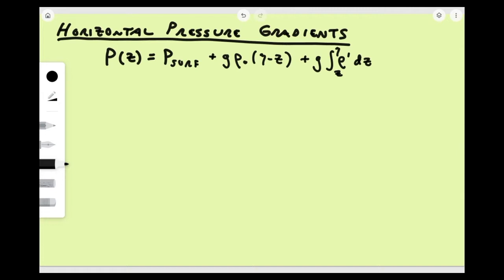And this is the thickness of the water column, or the height of the water column above the z, all the way up to the surface. Plus that last term, g, gravitational acceleration again, times the integral of rho prime, has all the density variations.